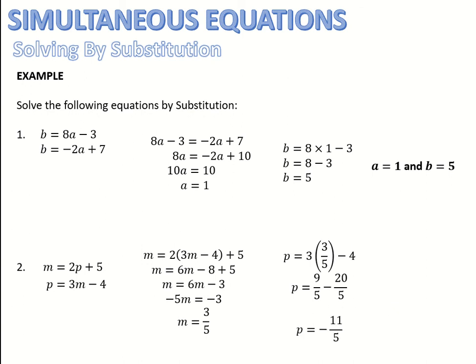And although that's not pretty, it is the answer, and I could put it back into the first one to double check. Make sure you write your answer nice and clear. M is equal to 3/5 and P is equal to minus 11/5. Okay, so that's simultaneous equations by substitution.